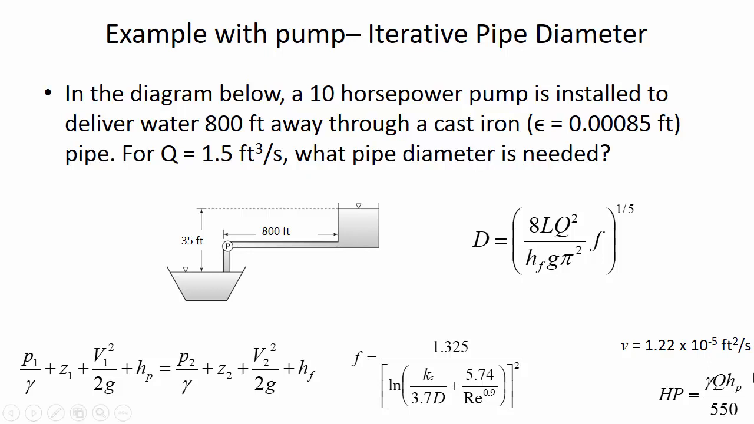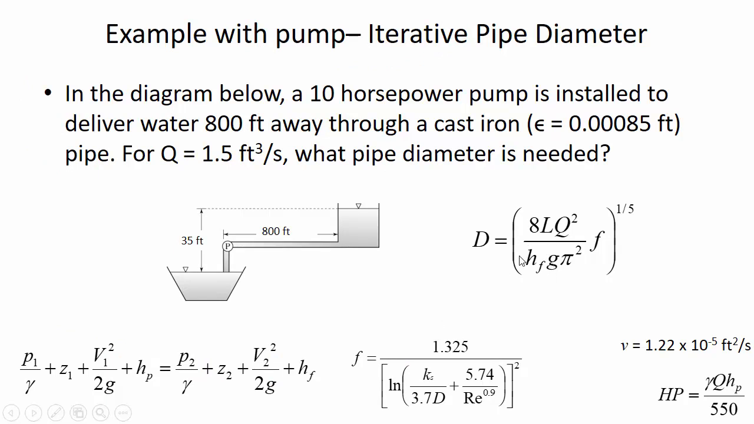Okay, so anyways, since we're working in Fahrenheit, this is the kinematic viscosity value that we're going to use. Okay, so what pipe diameter is needed? This is the equation that we've seen before, but we've only used it when it was free flow, like when the water was flowing from some upper reservoir to a lower reservoir, and then we already knew the H sub F.